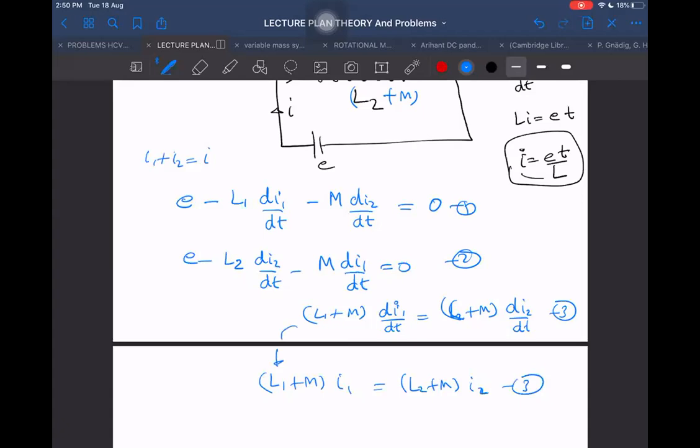Why? Because the dt will get cancelled and we integrate it. Then 0 to I1 and 0 to I2. 1 and 2 by subtraction, also the third equation. But if we would subtract 1 and 2, we get the same. Yes, by subtracting 1 and 2 we also get the same. Then we will get L1 minus M into di1 by dt equal to L2 minus M.